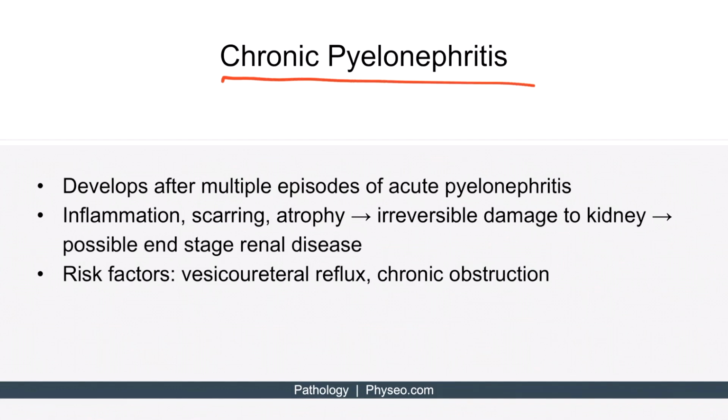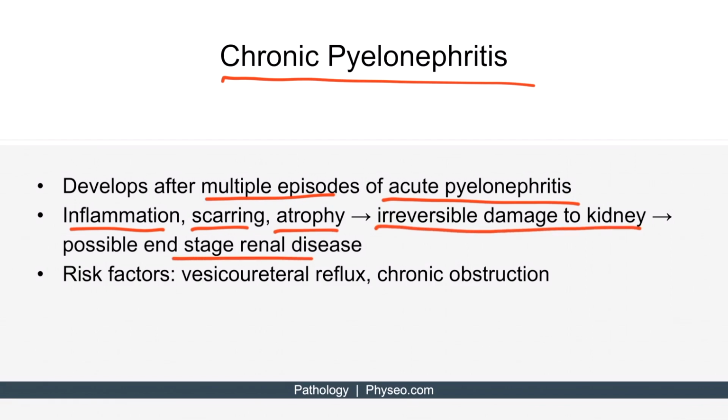Now let's move on to chronic pyelonephritis. This is caused by multiple episodes of acute pyelonephritis. This repeated inflammation leads to scarring and even kidney atrophy. And this leads to irreversible damage to the kidney. And it can even progress to end-stage renal disease if enough damage has occurred. And there are some risk factors for developing chronic pyelonephritis. These are basically any underlying issue that would cause repeated bouts of acute pyelonephritis. For example, vesicoureteral reflux or chronic obstruction.